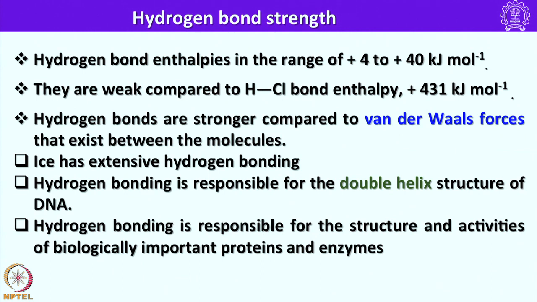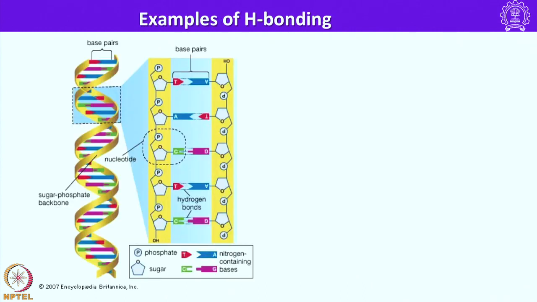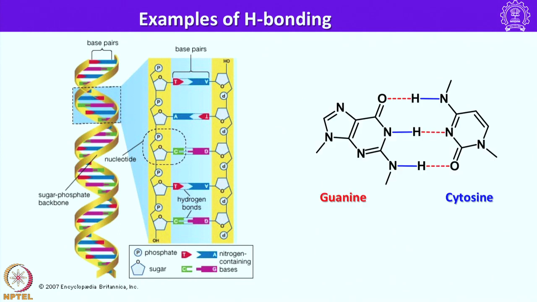Hydrogen bonding is responsible for the double helix structure of DNA, and it is also responsible for the structure and activities of biologically important proteins and enzymes. And you can see here the helical structure happens because of intense hydrogen bonding between two such DNA strands that gives a twisted conformation, and one representative hydrogen bond is shown here between guanine and cytosine.